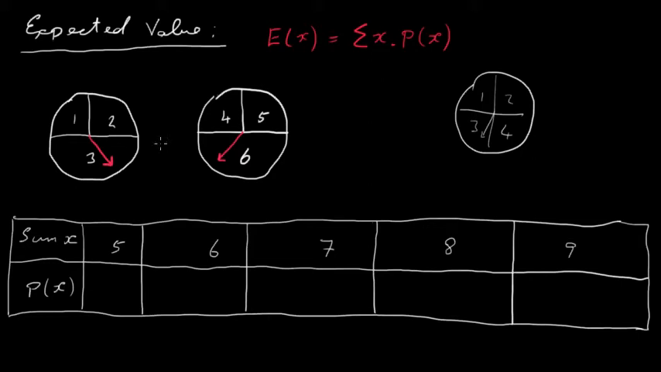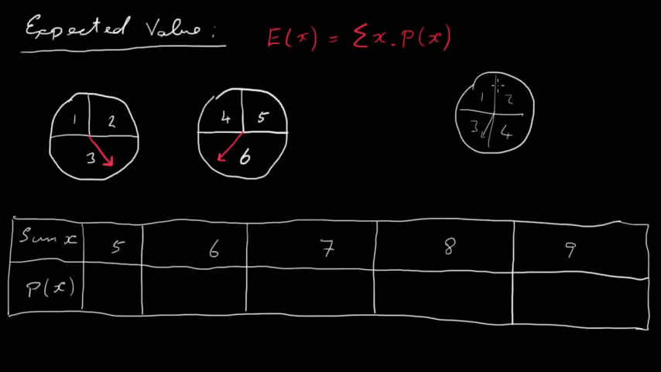Okay, so in this video we're going to talk about expected value, and this is the formula we're going to use. E(X) is the expected value of X, which is the sum of, sigma here just means the sum of, or adding up the values of X multiplied by the probability of getting X.